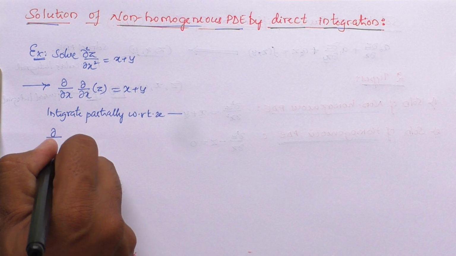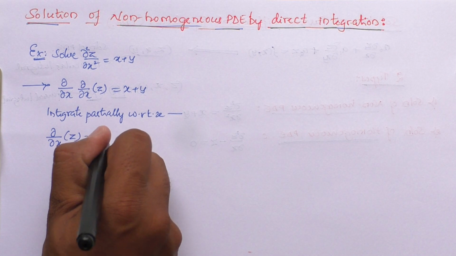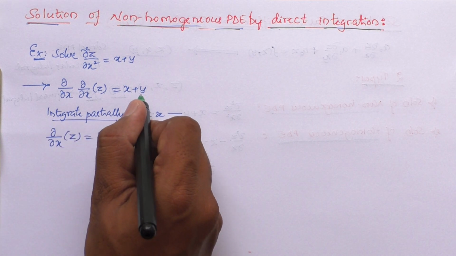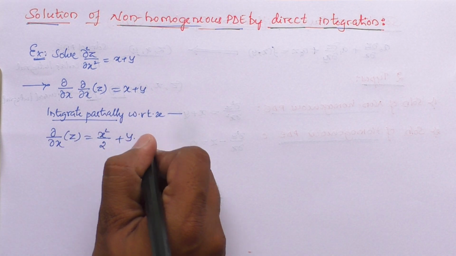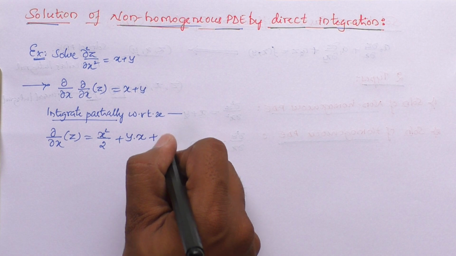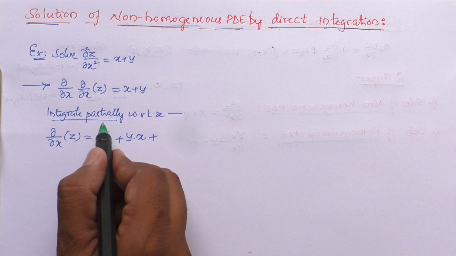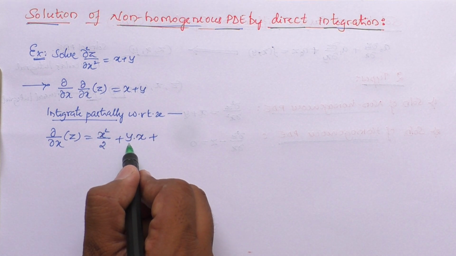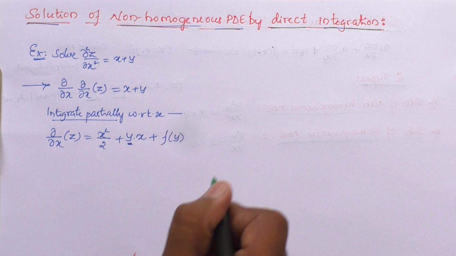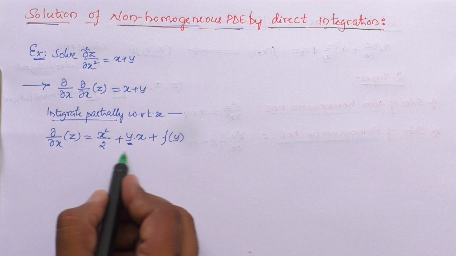So you are going to get ∂z/∂x equal to the integration with respect to x: x²/2 + y, since in partial integration the other variable is treated as constant. The integration of a constant is the constant times x, plus some arbitrary constant. What will that arbitrary constant be? Here in partial integration we have treated the y term as constant, so the constant will be a function of y, not just a y term. That's why we write it as f of y. So this is what we got.